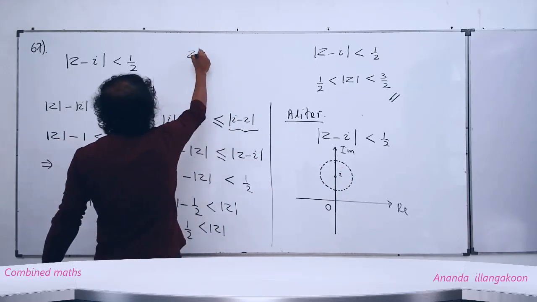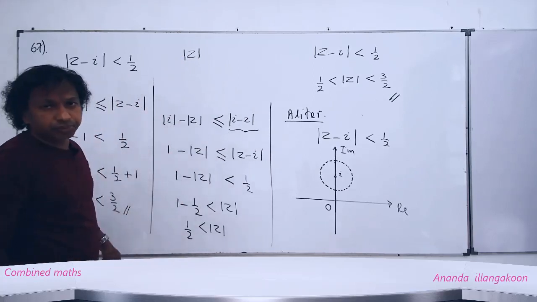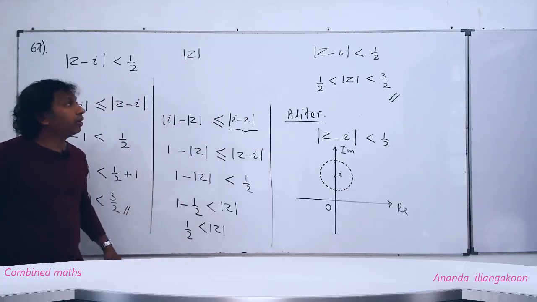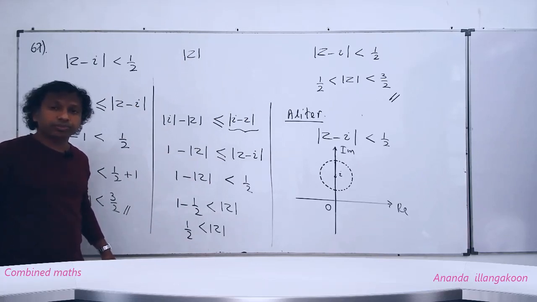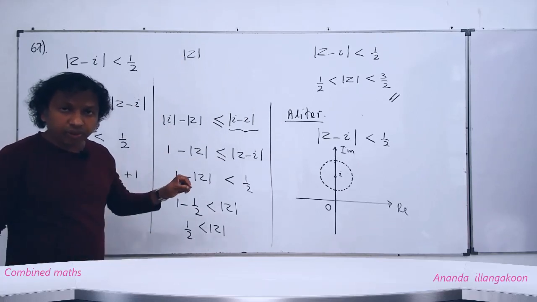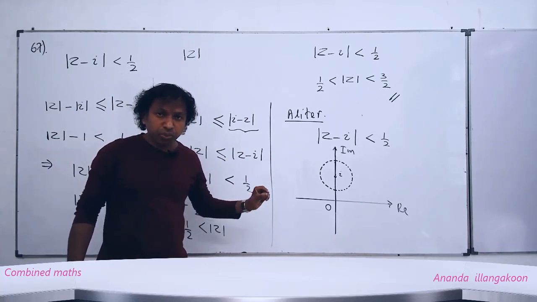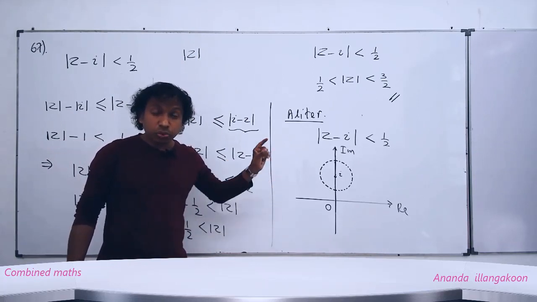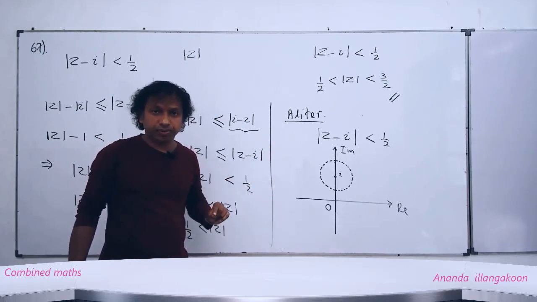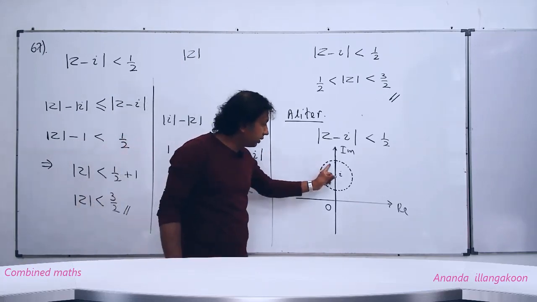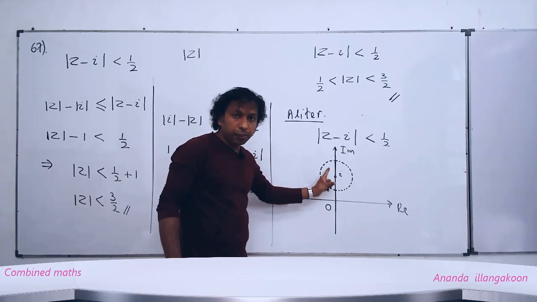Asking about the modulus of z. People, what does modulus of z mean? When we consider a point on the Argand plane represented by the complex number z, then modulus of z means the distance to that point from the origin. When a complex number lies inside the circle, what is the maximum distance and minimum distance to that complex number from the origin?